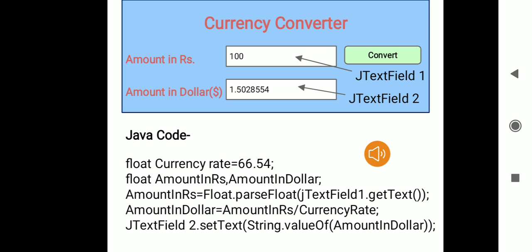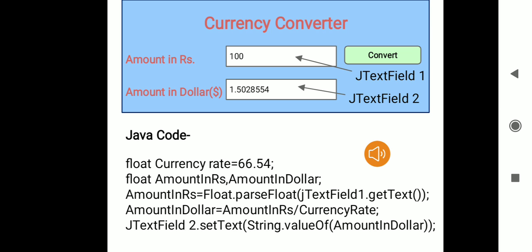Now before I explain the statement in this line, let's first supply an input value 100 in the text field corresponding to amount in RS. You can see this clearly in the diagram of this slide. That is, we will supply the input value 100 in JTextField1. Now let's come to the Java statement shown in the third line. The statement is declared as amount in RS equal to float.parseFloat, then within bracket you have JTextField1.getText.